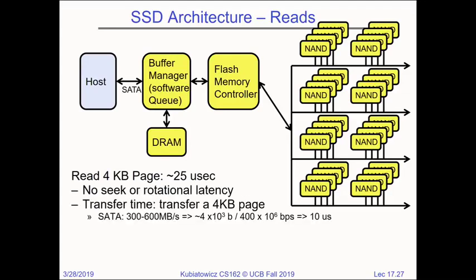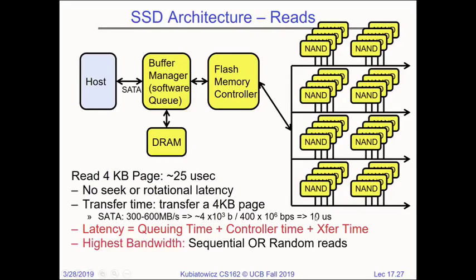Okay, so there's no seek or rotational latency. The transfer time to transfer a 4K page can be very fast, hundreds of megabytes per second. Of course, the latency here is queuing time plus controller time plus transfer time. It's missing the rotate and seek portion, right? Highest bandwidth, sequential or random. Okay, so this sounds like maybe we could design our file systems a little differently.